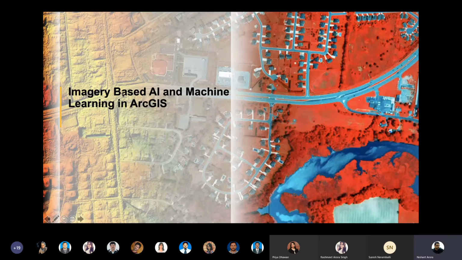So, welcome back. In this coming section, we will learn more about artificial intelligence and machine learning tools in ArcGIS, specifically the techniques that we have or tools we have related to imagery. Rashmit, I request you to please put the second set of the questions.